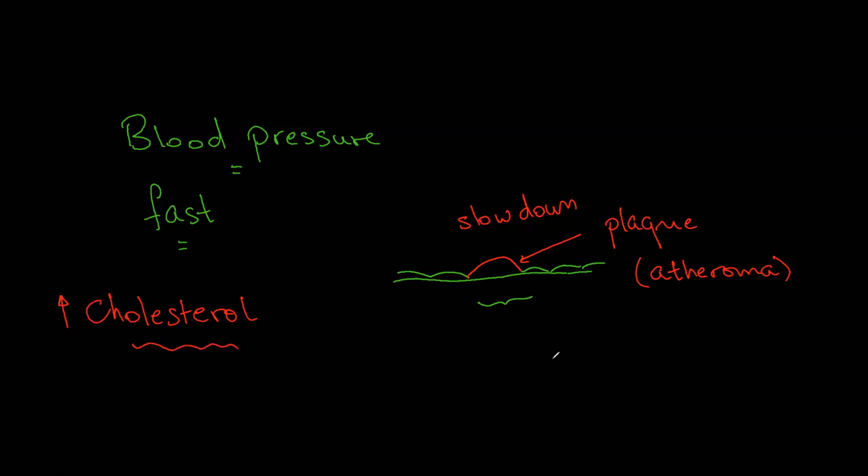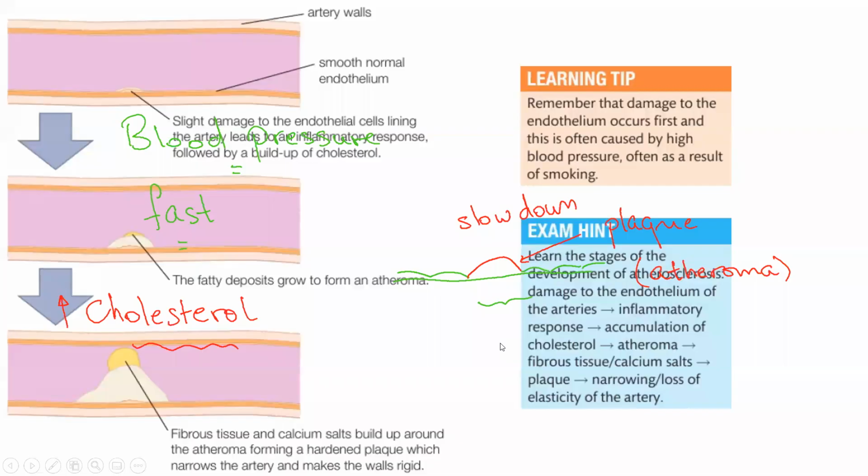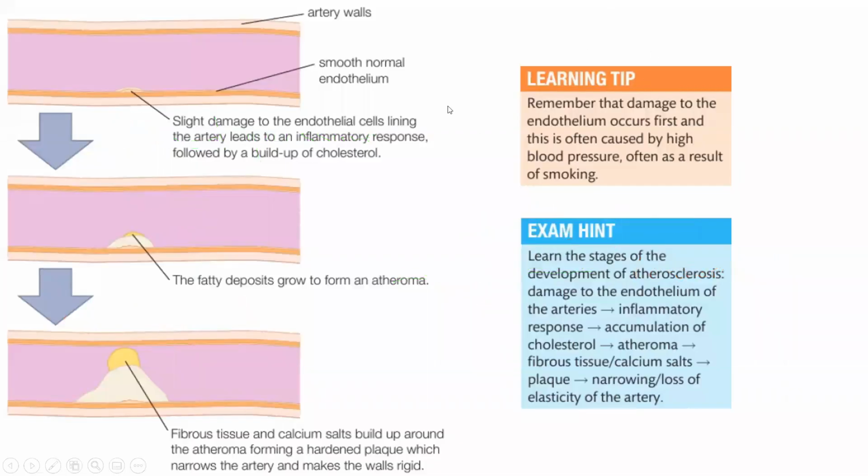So this is the beginning of formation of atherosclerosis. Now, let's look at this picture. Let me get this toolbar. It covers a part of the board. Now, this is the artery.